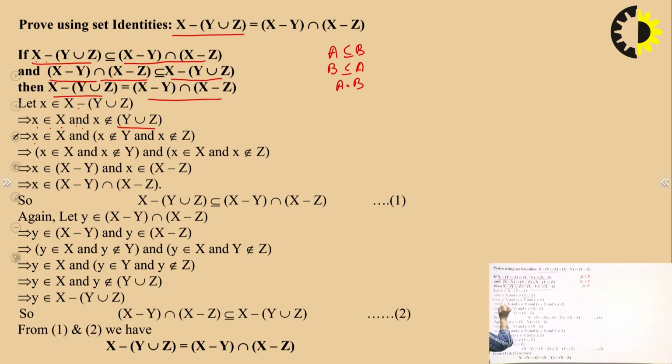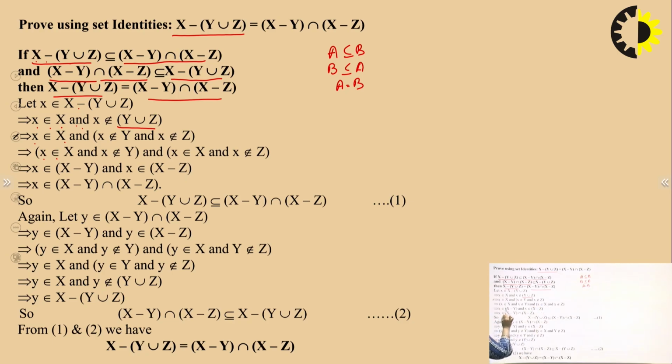Next, x belongs to X and x does not belong to Y, union is converted into and. Why is it converted? Because here it is does not belong to. So x does not belong to Y and x does not belong to Z. Again, x belongs to X and x belongs to Y, and we have multiplied it, and x belongs to X and x belongs to Z. What we get?